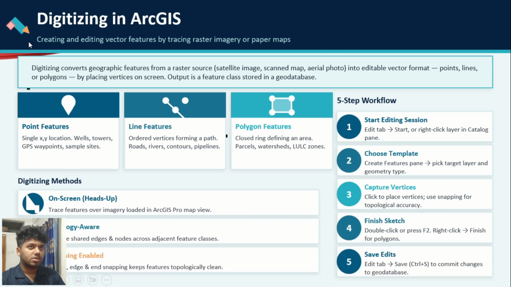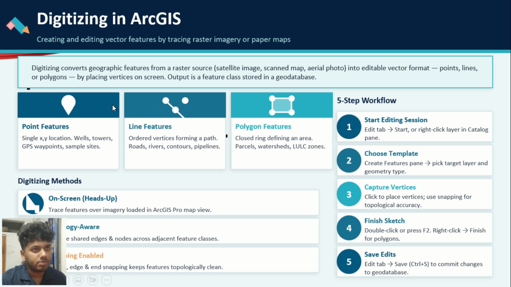So these are the steps for digitizing in ArcGIS. Digitizing converts geographic features from a raster source, like satellite images, scanned maps, or aerial photos, into an editable vector format like polygons, lines or polylines. By placing vertices on screen, the output is a feature class stored in a geodatabase, or it can be stored in any kind of database also.